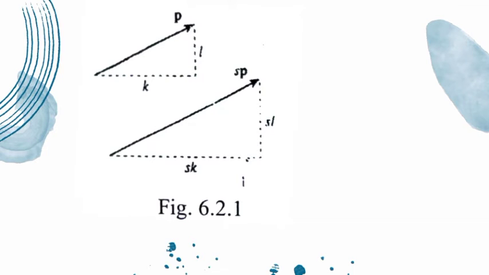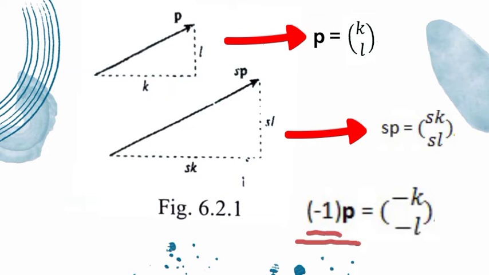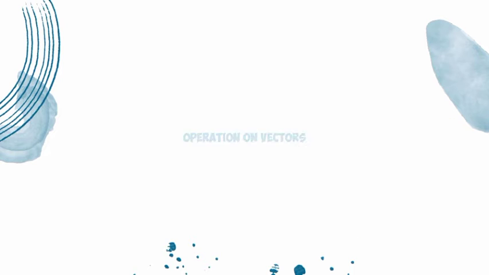For example, P is the vector (k, l). Figure 6.2.1 shows that P equals (sk, sl), where s is a scalar, and s is minus 1. In particular, minus 1 multiplied by P is the vector (minus k, minus l), which is a translation of the same magnitude as P but in the opposite direction. It is denoted by negative P.